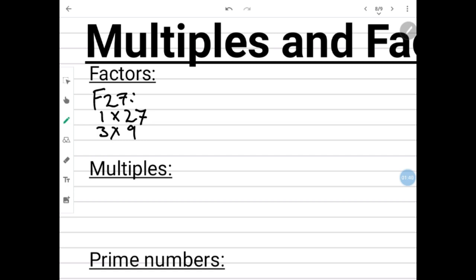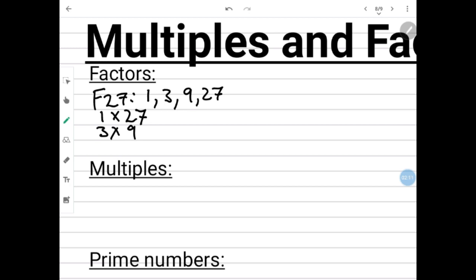Can 4 go into 27? No, it can't. Can 5? No. 6, 7, 8. Okay, none of those can go into 27. So these four are all the factors of 27. Right, so we go down first, and then we go up this side to see all the factors. So we can write them down here. 1, 3, 9, and 27. Right, those four are the factors of 27.